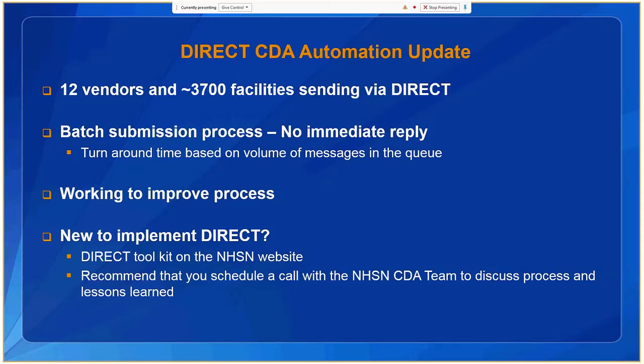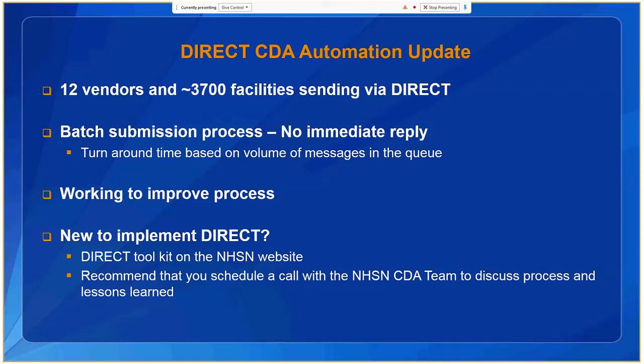Now for a few general NHSN updates. Direct CDA automation: right now we have 12 vendors and approximately 3,700 facilities. I think it's actually 37 plus, sending via direct CDA automation. With the batch submission process, there's no immediate reply. The turnaround time is based on the volume of the messages in the queue.